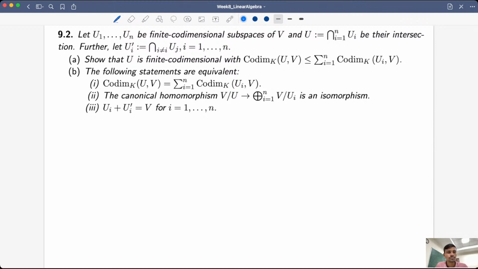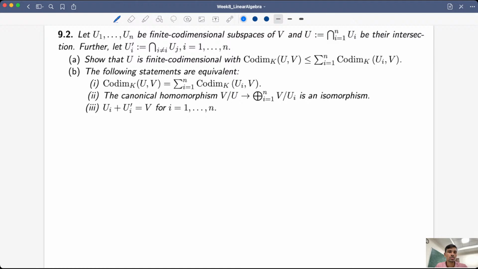Okay, so it is given that U1, U2, ..., Un are finite co-dimensional subspaces. Co-dimensional again means that if I take V mod Ui, the dimension of that thing is finite, right? And U is defined to be the intersection of all those Ui. And we know that the intersection of any number of subspaces is again a subspace. So U is again a subspace.